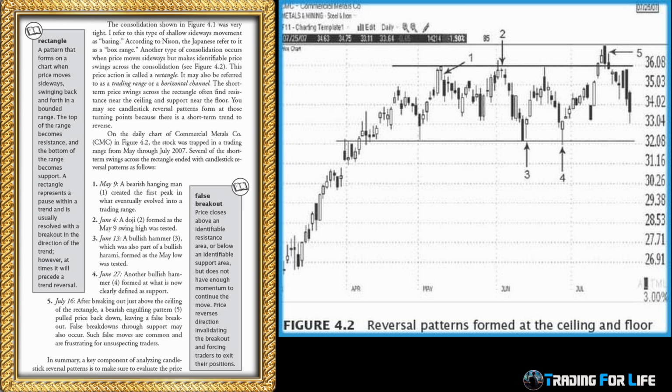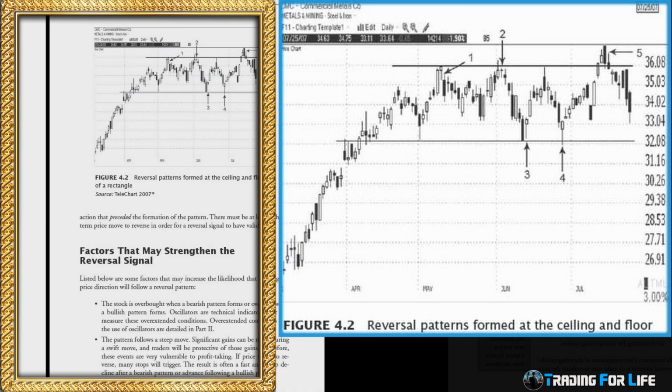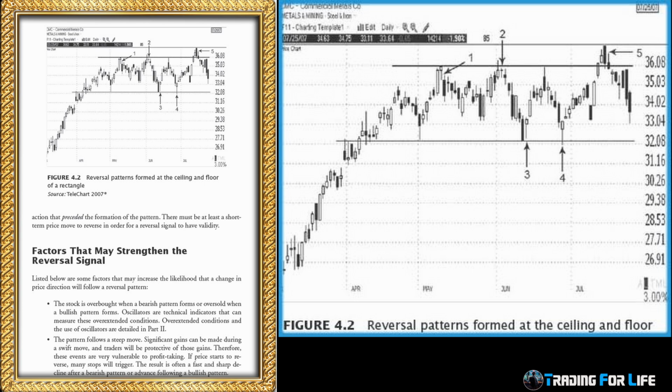5. July 16th, after breaking out just above the ceiling of the rectangle, a bearish engulfing pattern, 5, pulled price back down, leaving a false breakout. False breakdowns through support may also occur. Such false moves are common and are frustrating for unsuspecting traders. In summary, a key component of analyzing candlestick reversal patterns is to make sure to evaluate the price action that preceded the formation of the pattern. There must be at least a short-term price move to reverse in order for a reversal signal to have validity.